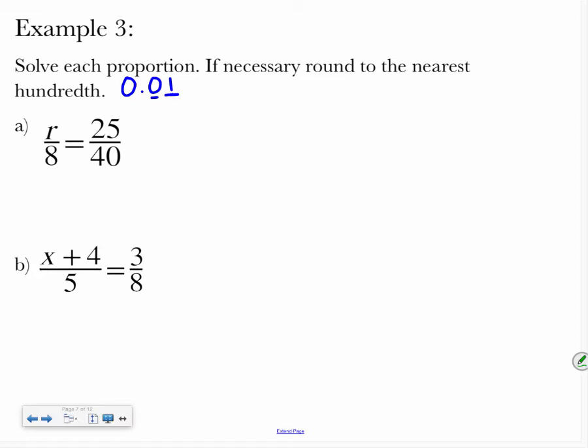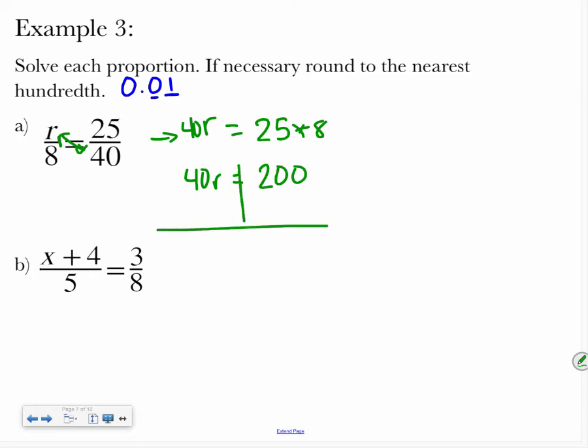We're going to do the same thing. We are going to do cross products. So the way that we do that, we have r over 8, so we're going to do 40 times r equals, and then we have 25 times 8. So 40r equals what? What's 25 times 8? That gives us 200. And if we tee it up, we want r by itself, so we're going to divide both sides by 40.